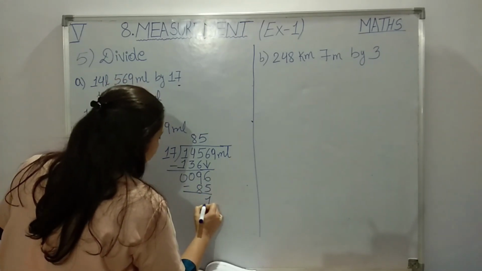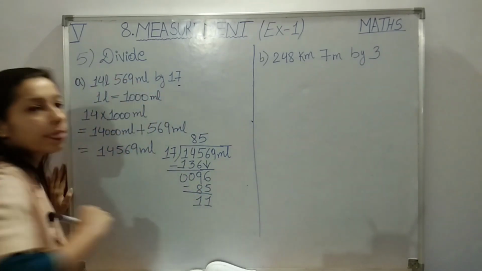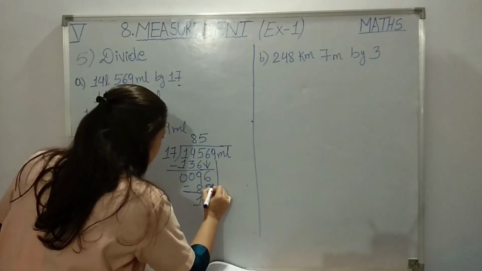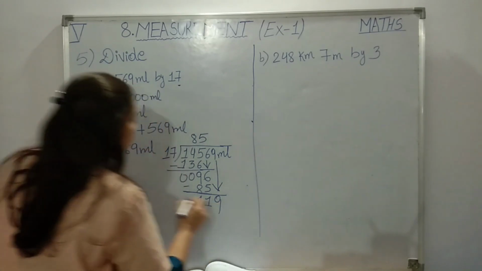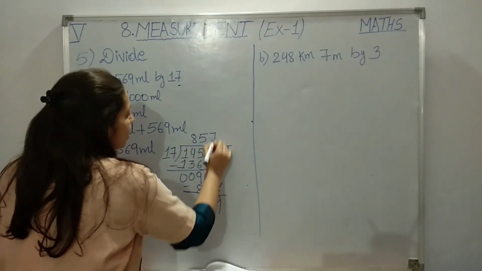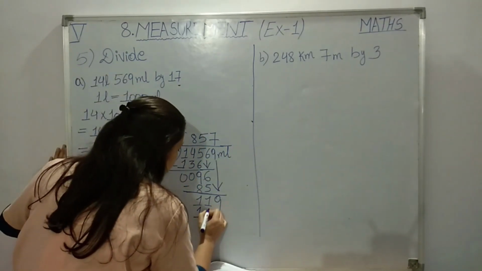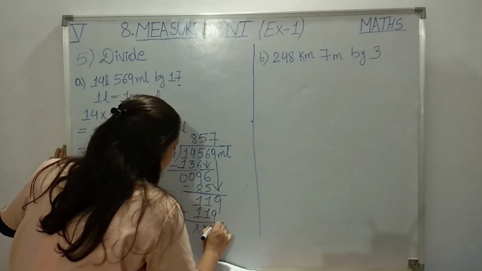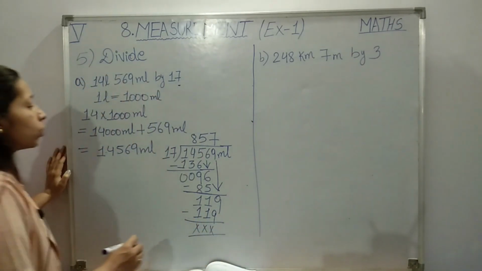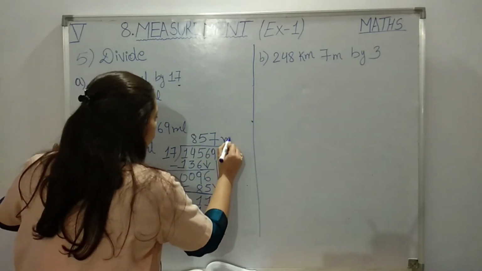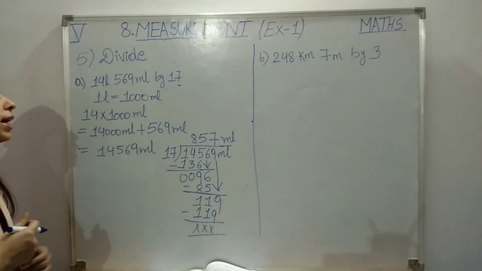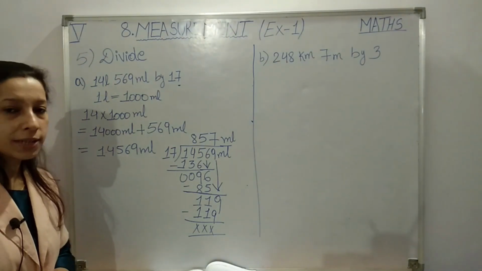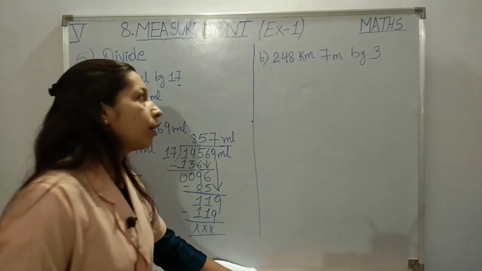So 6 minus 5 is 1, 9 minus 8 is 1. Understanding? Then we are going to take 9 down. 119, and 17 7s are 119. So we didn't get any remainder, it is 0, 0 and 0. So students, that means on dividing the following measures we got 857 milliliters. So like this you have to divide. Got it students? Now let us see point number B also.